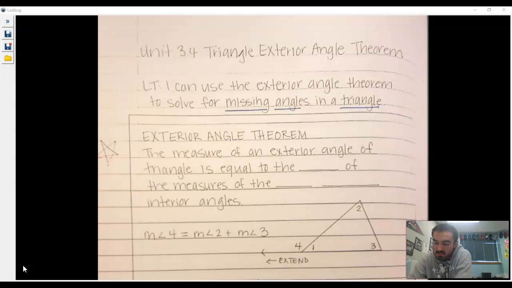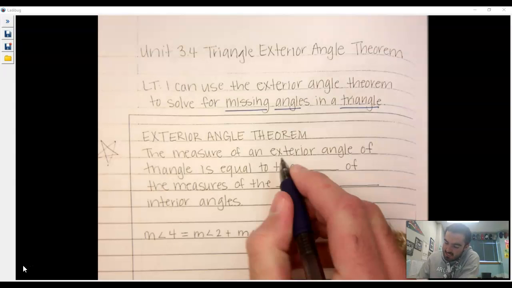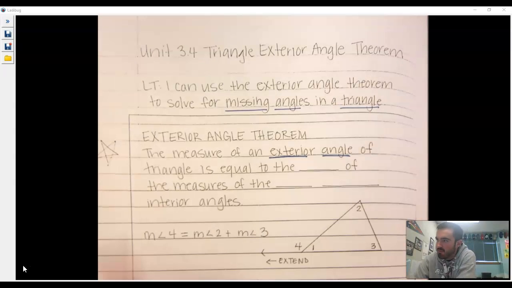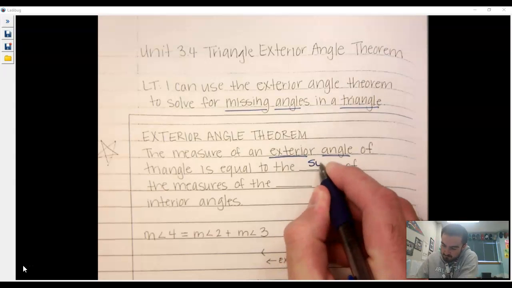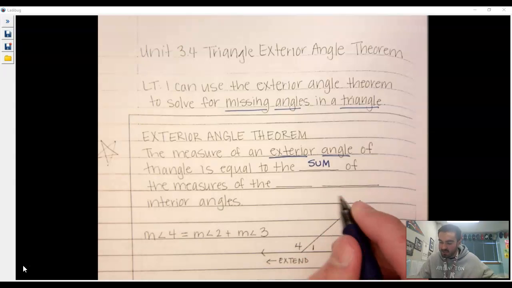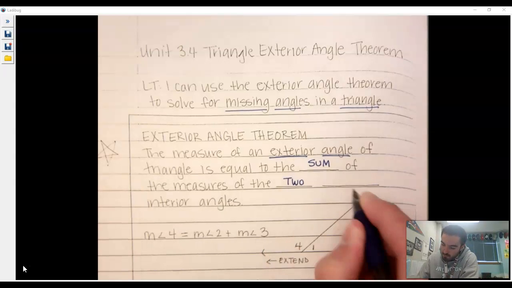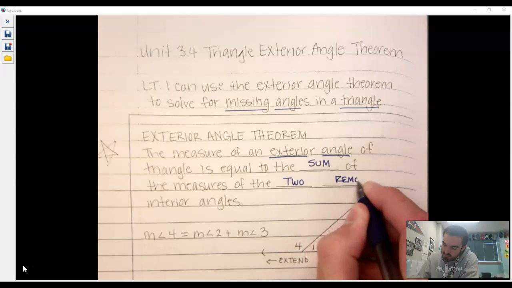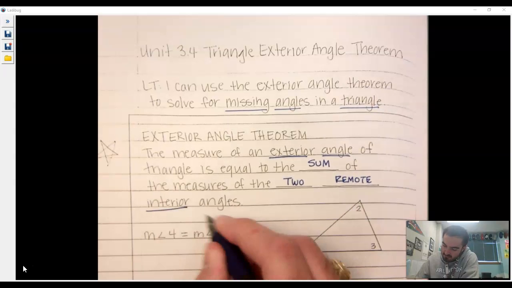So if we've got some missing angles in a triangle, we can use this thing called the exterior angle theorem, which by definition is that the measure of an exterior angle of a triangle, so the exterior angle, that means an angle that's outside of the triangle, is equal to the sum of the measures of the two remote interior angles. So there's a lot to break down there.